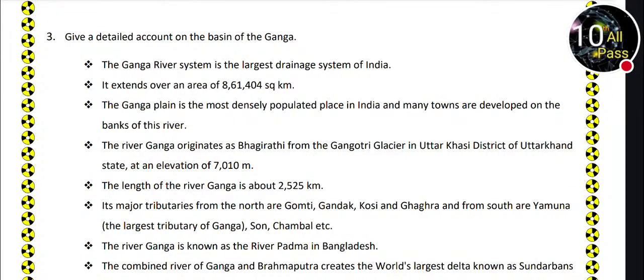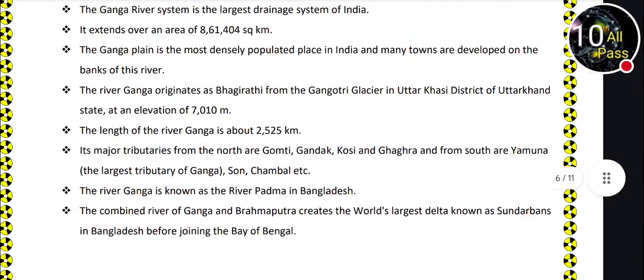Third one, give a detailed account on the basin of Ganga. The Ganga river system is the largest drainage system of India. It extends over an area of 8,61,404 square km. The Ganga plain is the most densely populated place in India, and many towns are developed on the banks of this river.